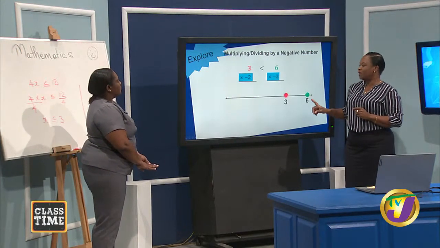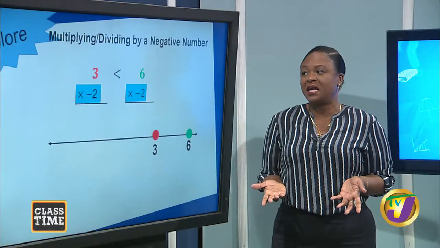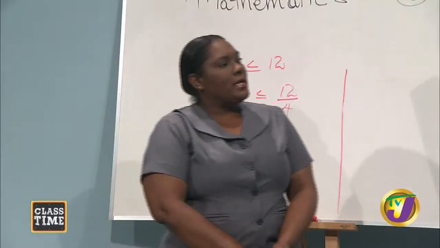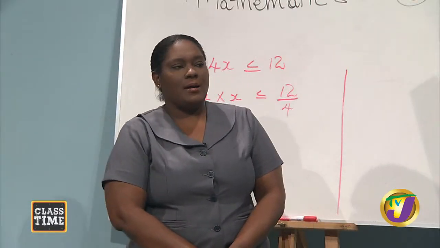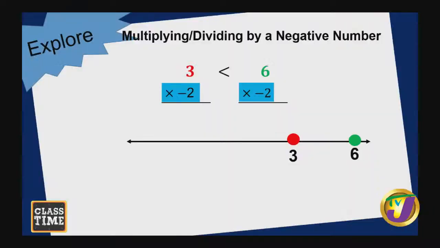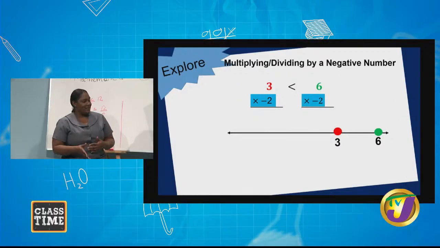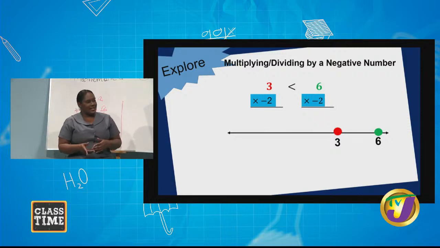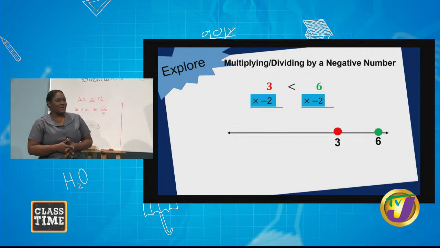Okay. What if we were to multiply by a negative number? Here again, we are multiplying 3 by a negative 2. A positive multiplied by a negative number will give us a negative solution. And 6 multiplied by negative 2 will also give us a negative solution. So 3 multiplied by negative 2 is negative 6, and 6 multiplied by negative 2 will give us negative 12.